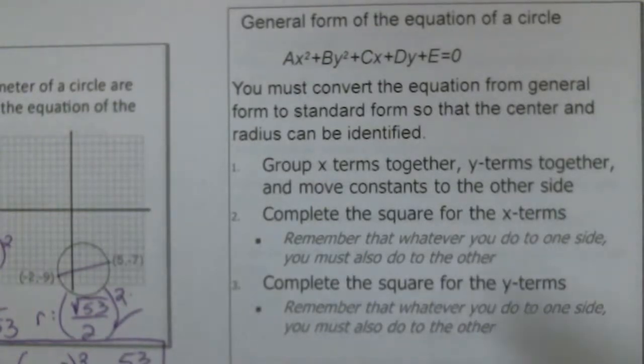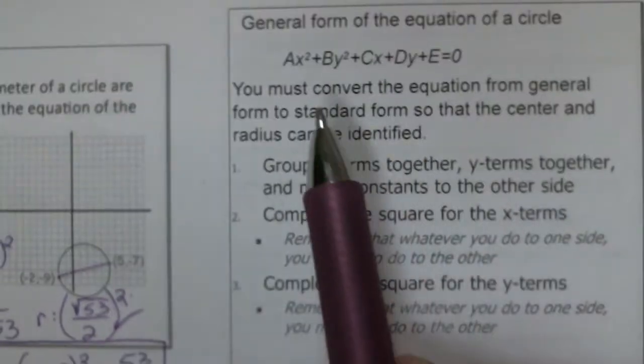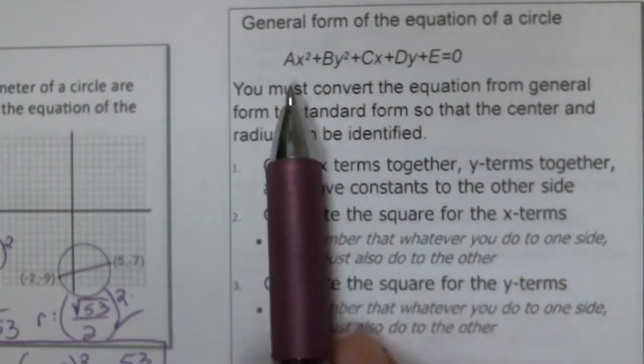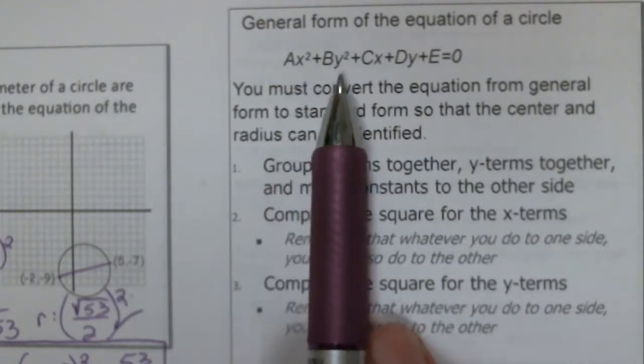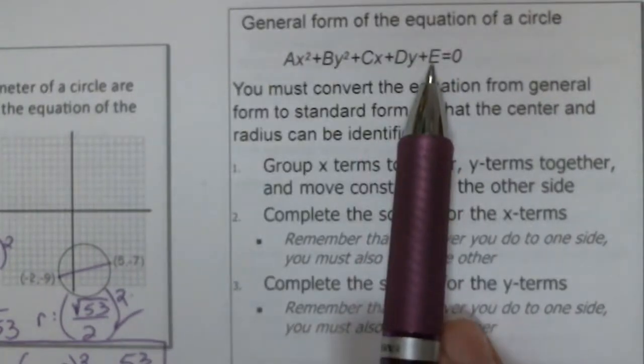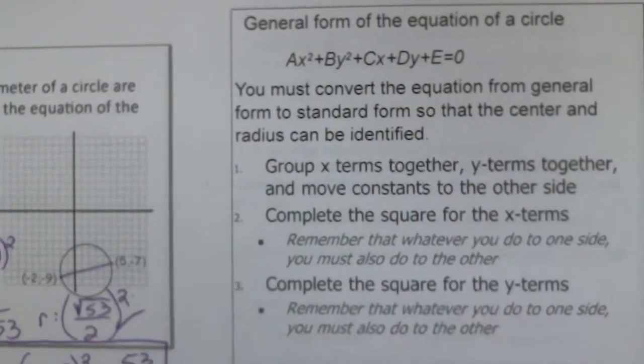And now that we've found the equation of the circle and graphed it with the center and the radius, now we're going to look at what happens when we are in what's called the general form of the equation. And the general form looks something like this: ax squared plus by squared plus cx plus dy plus some constant, and that's going to be equal to 0.